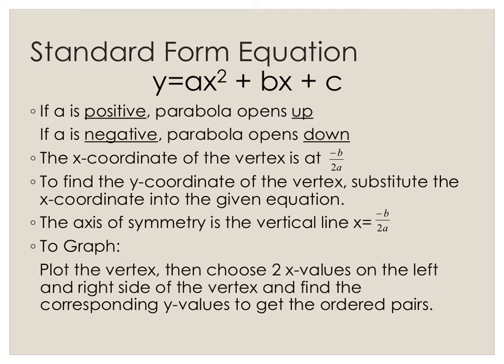Once you find the x-coordinate, to find the y-coordinate, you just take that x value and substitute it back into the equation. You can also get the axis of symmetry by using the formula x equals negative b over 2 times a. Now, if you want to graph, all you have to do is choose two values to the left and two values to the right of the vertex, and then find the corresponding y values to get the ordered pairs so that you can plot the points.